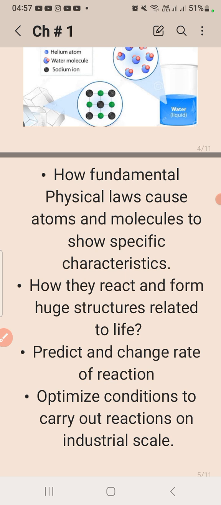It's very important on the industrial level because in industry, we react substances to get a proper yield of the product. So if we know the factors which affect the reaction rate, then we can optimize the conditions and we can carry out the reactions on industrial scale and get a better yield.